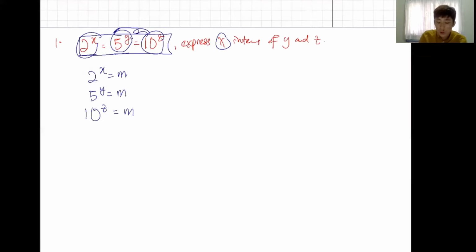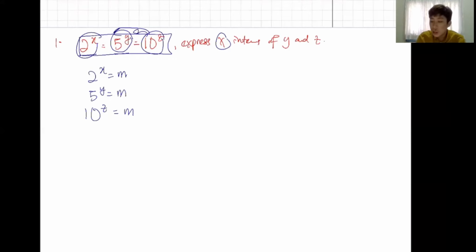Okay, so once I've left them individually, what do I want to do now? The logical thing to do in this chapter is to log both sides, right? But what do you log with? Do you log base 2 or do you log with log base m, both sides? What do you log base with?